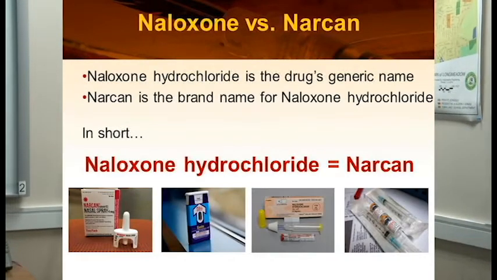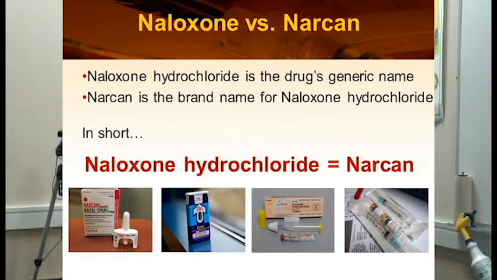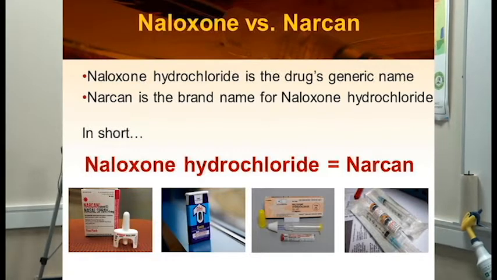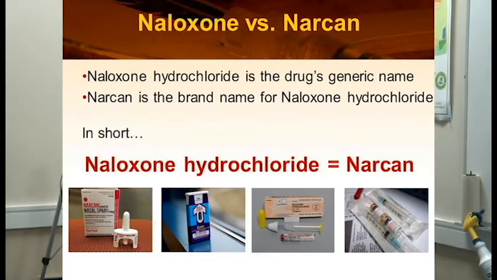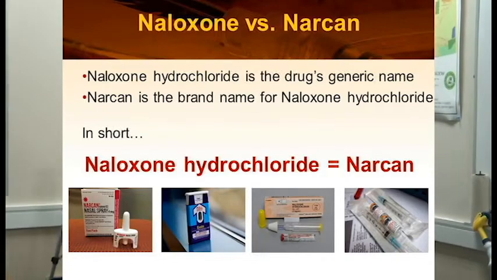So naloxone versus NarCan, what's the difference? I may say either one back and forth, so as not to confuse anybody, but basically naloxone hydrochloride is the generic drug name, and NarCan is a brand name. Generic and brand names exist for lots of medications. So you will see both names mentioned, but the reality is they're essentially the same thing.